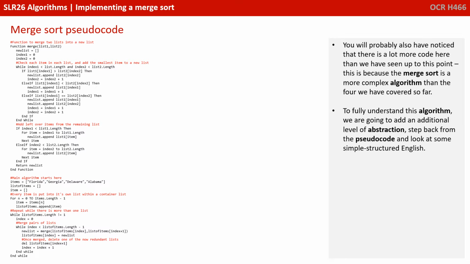You will probably also have noticed there's a lot more code here than we've seen up till this point. This is because the merge sort is a more complex algorithm than the four we've covered so far. To fully understand this algorithm, we're going to add an additional level of abstraction, step back from the pseudocode and start by looking at some simple structured English.